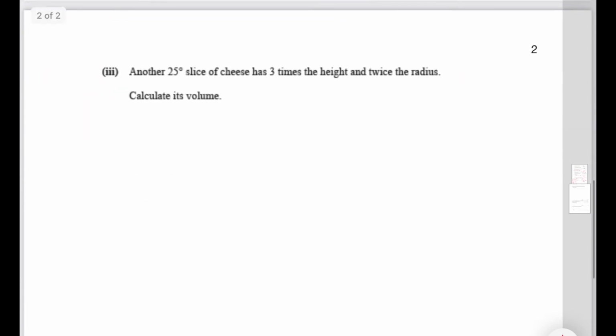The next part says another 25 degree slice of cheese has 3 times the height and twice the radius. Calculate its volume. So the height was 5, but since the height of this shape is thrice, you do 5 times 3, which gives you 15 centimeters, and the radius was 6, but in this case it's twice the radius, so you do 6 times 2, which gives you 12 centimeters.